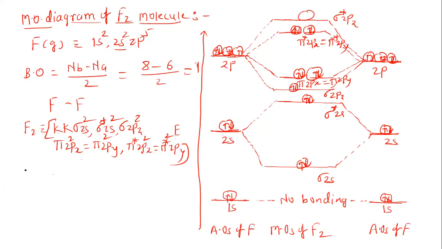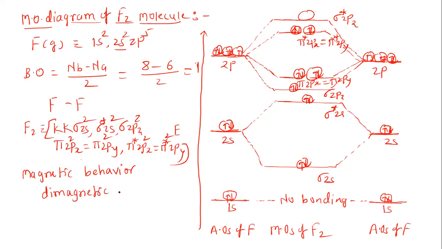Now we can write the magnetic behavior of the fluorine molecule, the magnetic property. So the MO diagram shows that there are no unpaired electrons. All the electrons are paired. As all the electrons are paired, it has diamagnetic property. So the fluorine molecule is diamagnetic in nature. It has diamagnetic behavior. So this is the MO diagram of the fluorine molecule.